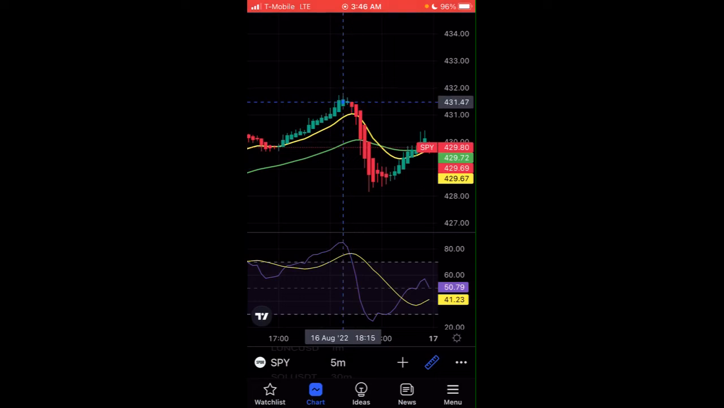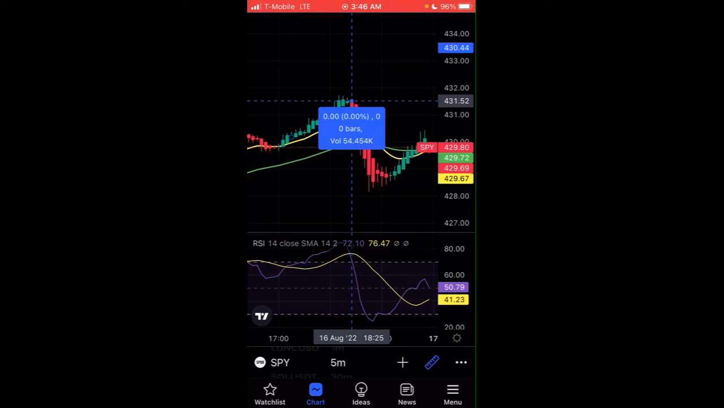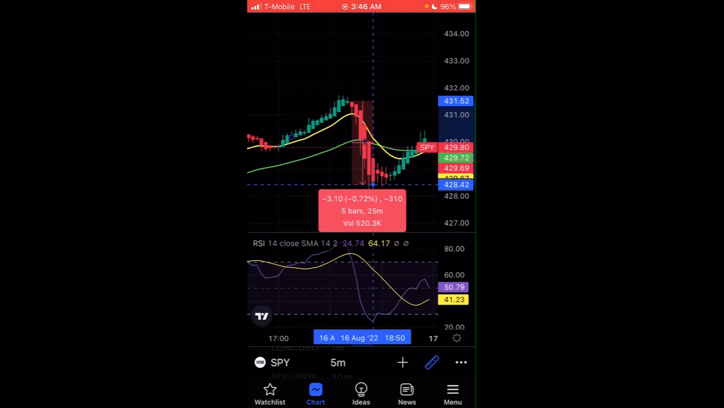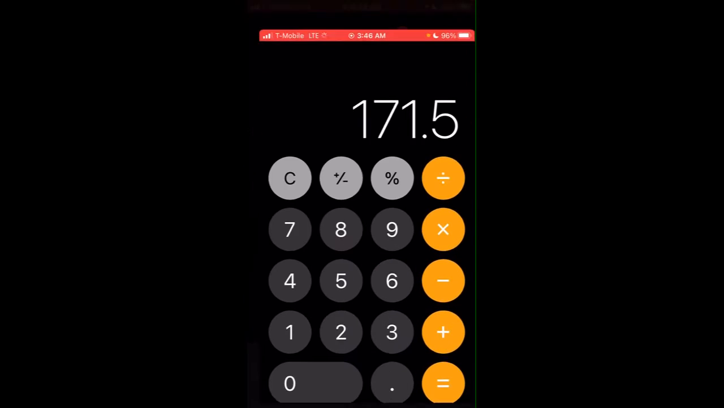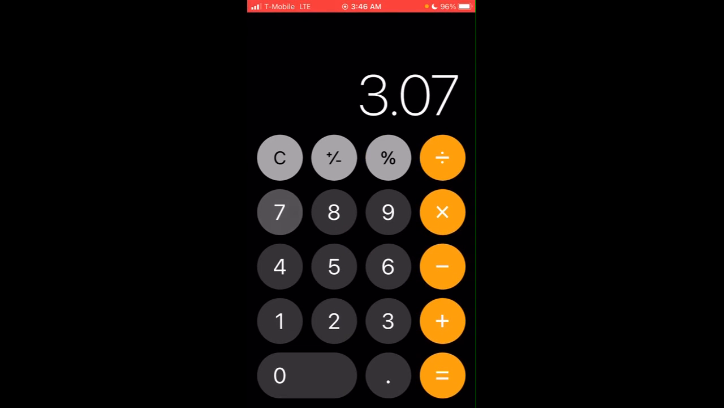See up here at the top, you see the RSI is all the way at the top. So that signals to me that it's going to start going down. So what happens all the way down here? If you wrote that out and did a put, that's 3.07. 3.07 times 50. That's $153 right there.